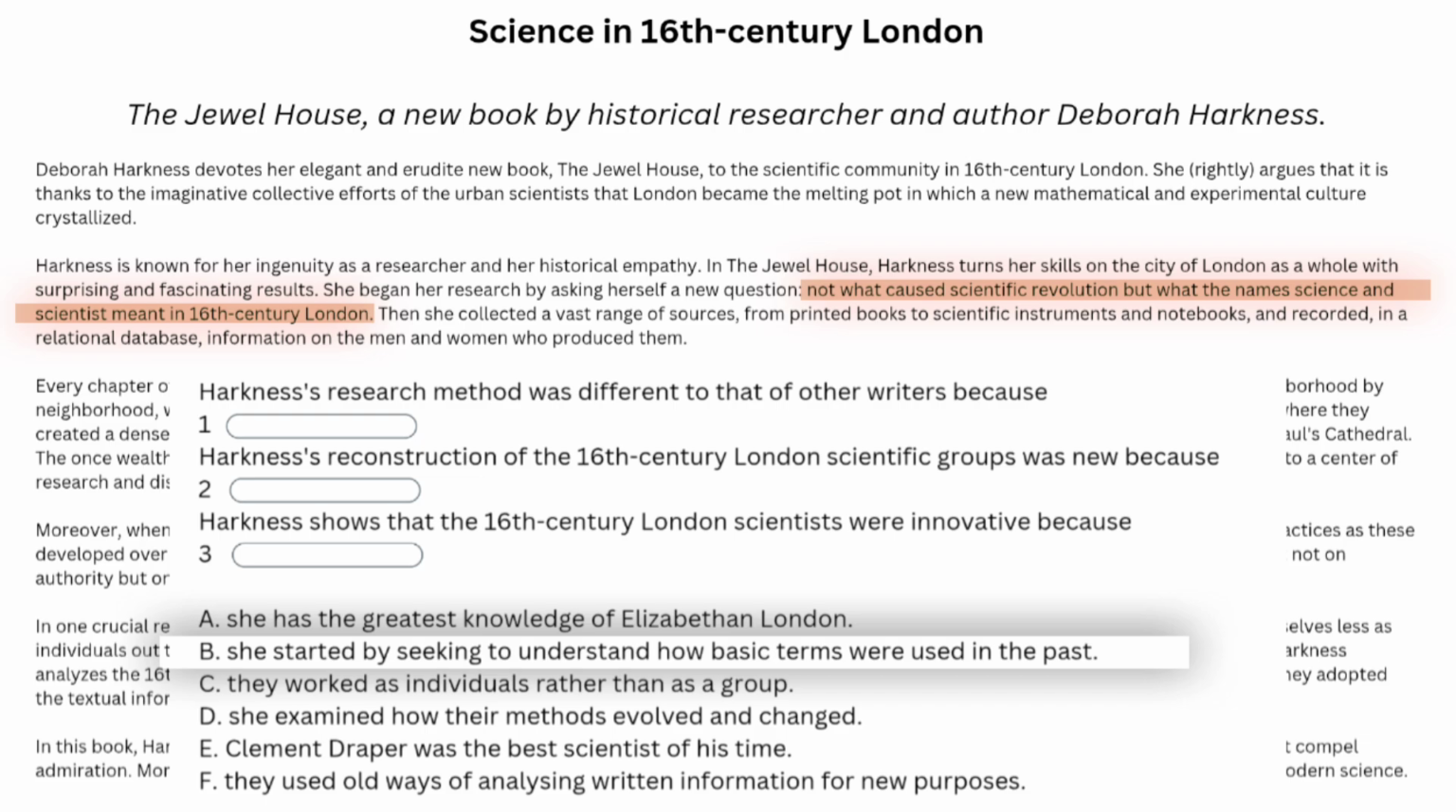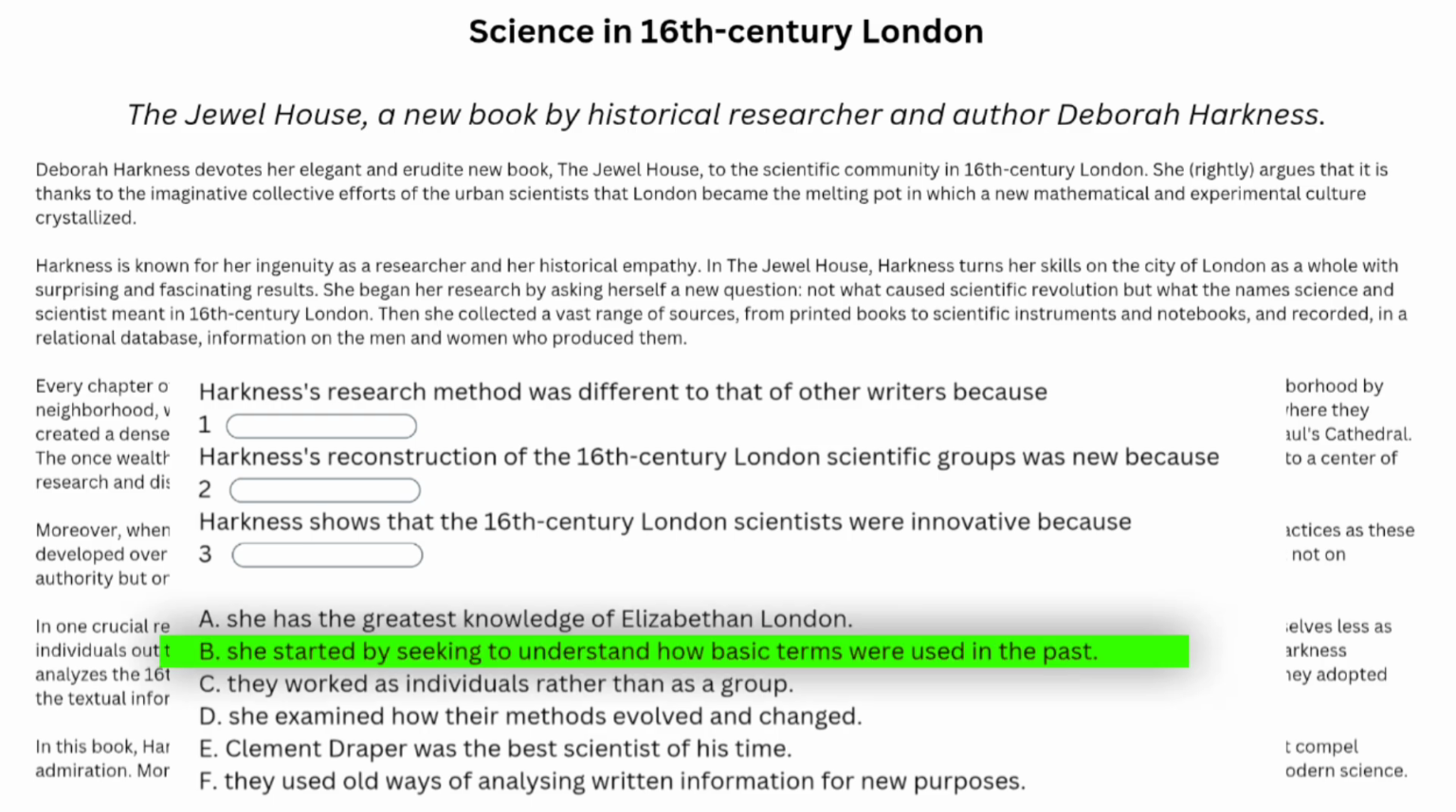This matches to not what caused the scientific revolution, but what the names science and scientist meant in 16th century London. Here, science and scientist are basic terms used during that time, and Harkness wanted to understand how people understood those words back then. This was a unique approach for a researcher, because most others were focused on the causes of the scientific revolution, not the meaning of the terms themselves. So, the best fit for question 1 is B.